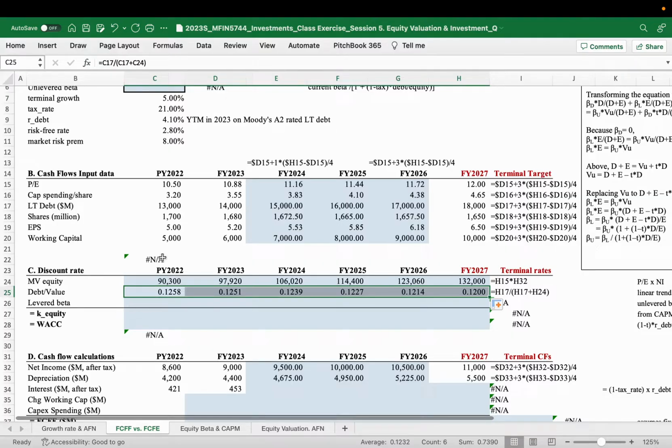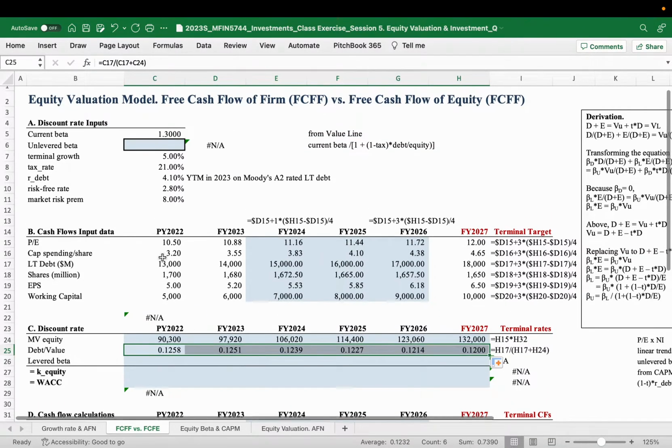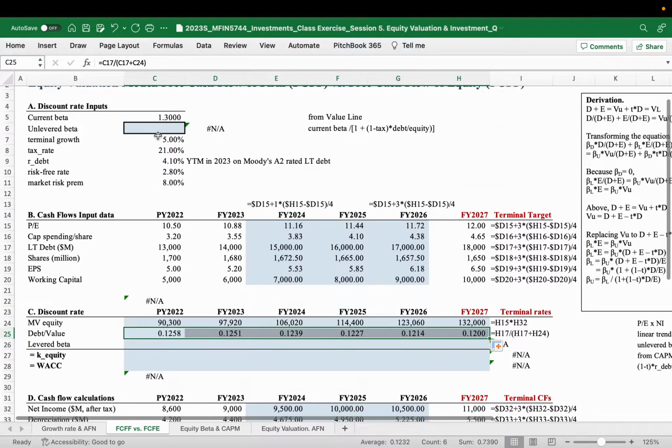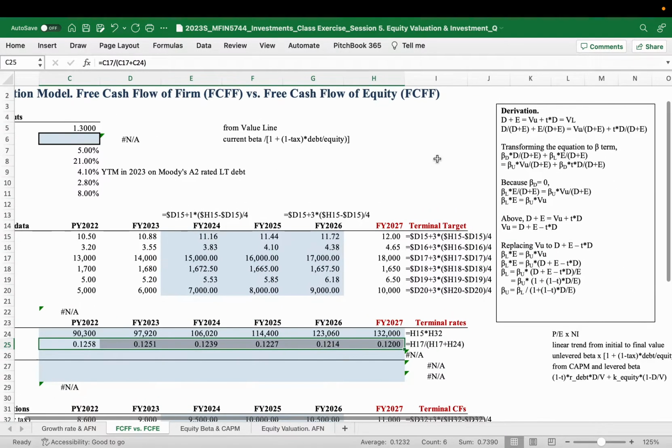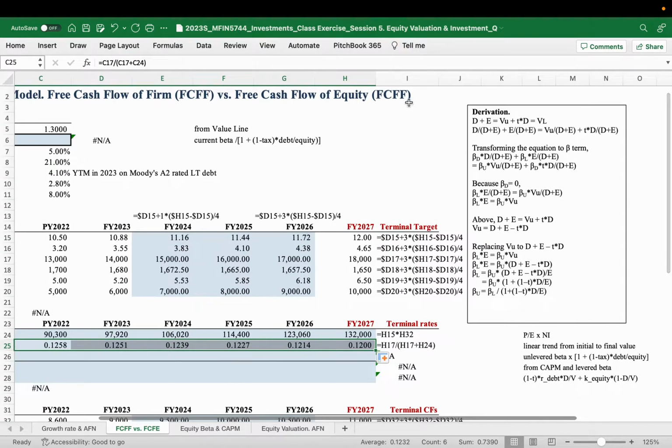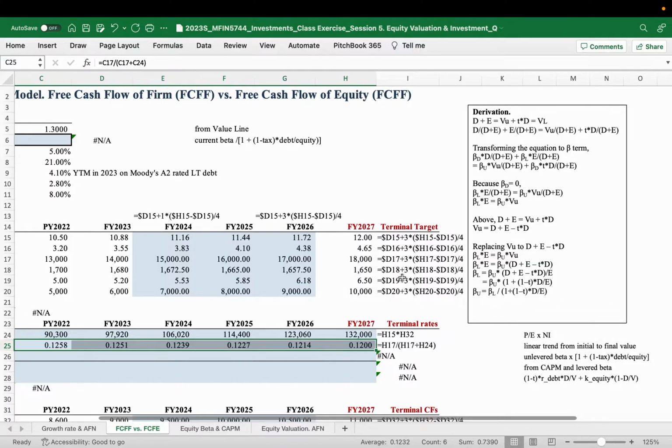Now let's calculate, based on this, the unlevered beta. How to calculate unlevered beta? The current beta divided by 1 plus (1 minus tax rate) times debt to equity ratio. We derived this, we proved this equation during the class. Please revisit the class notes and then you'll understand which equation we have to use.